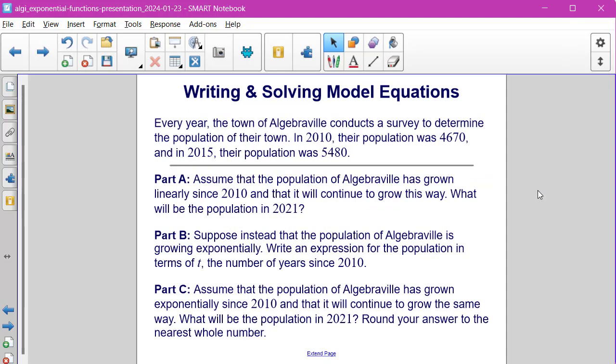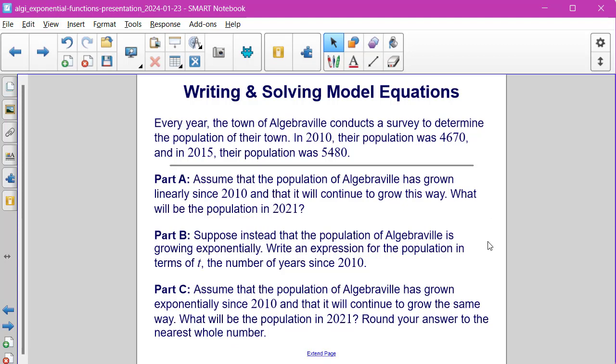Every year, the town of Algebraville conducts a survey to determine the population of their town. In 2010, their population was 4,670, and in 2015, their population was 5,480. This situation has three parts. Part A asks us to assume that the population of Algebraville has grown linearly since 2010 and that it will continue to grow in this way. What will be the population in 2021?